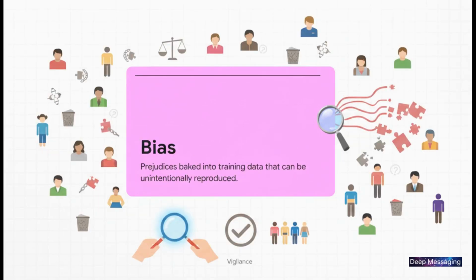Next up is bias. These models are trained on massive swaths of the internet. And let's face it, the internet is full of skewed perspectives and human opinions. These subjective viewpoints can absolutely get baked right into the training data and then be unintentionally reproduced in the AI's output. This just means we have to be vigilant editors of its work, always double-checking to ensure the final product is balanced, accurate, and truly reflects our own professional standards.